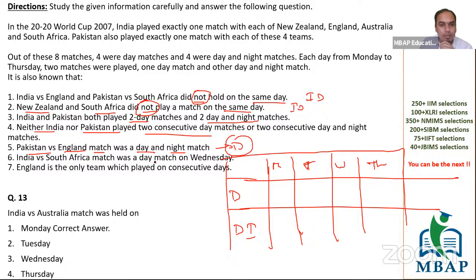India versus South Africa match was a day match on Wednesday. Now, this is also a direct clue. India versus South Africa was a day match on Wednesday. So, India and South Africa is a day match on Wednesday that you see.